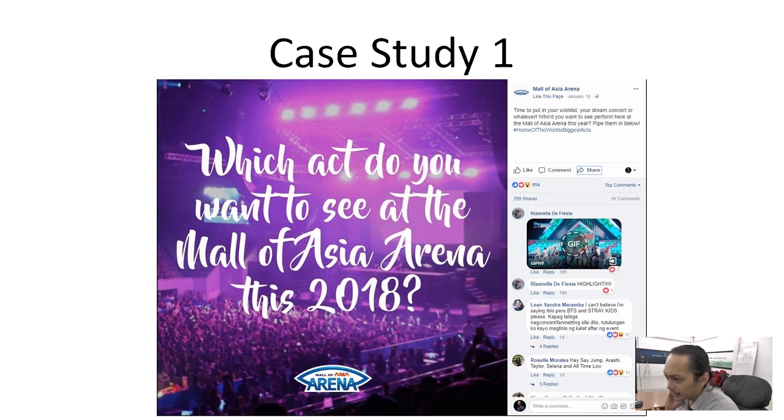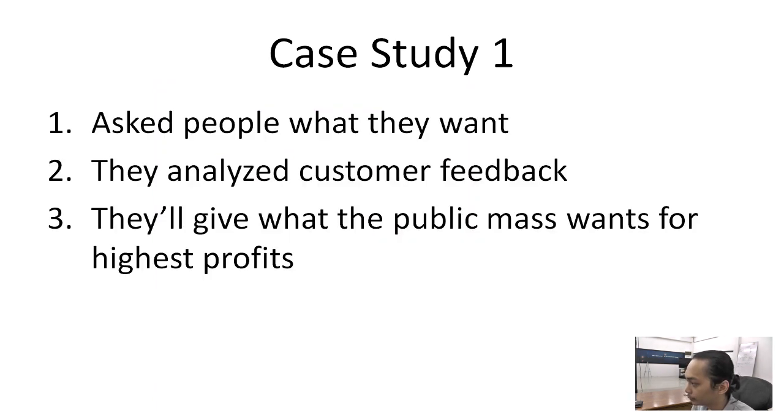Now, this is a very smart marketing strategy and tactic that the Mall of Asia Arena used, because instead of them guessing what next act or what next concert would bring them the most profit, they simply asked their audience. Now, they did three things. First, they asked people what they want. Then, once they have gotten those feedback, they analyzed their customers' feedback and their reactions. And of course, people technically would suggest the act that they want to see.